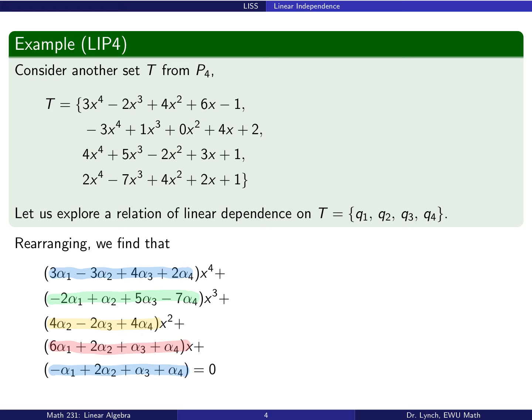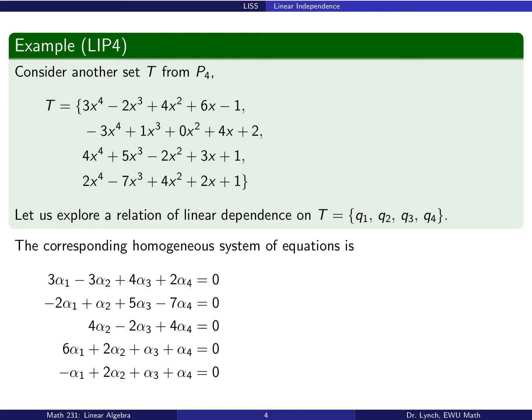So it has to be, therefore, that there's some linear system in these alphas that's satisfied for this to be 0. Okay, so here's that homogeneous system of equations again, and we can identify the coefficient matrix. Once you identify the coefficient matrix, it turns out that it reduces to the identity. The only relation of linear dependence is trivial, so the set T is linearly independent.